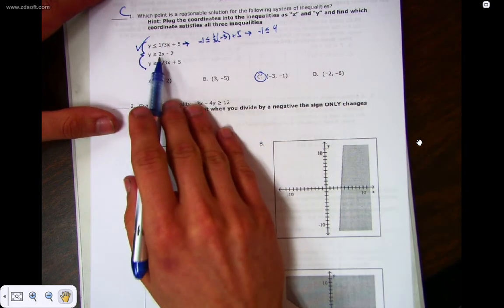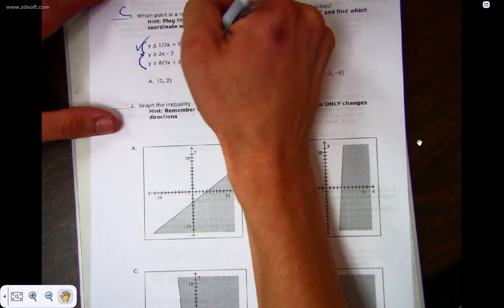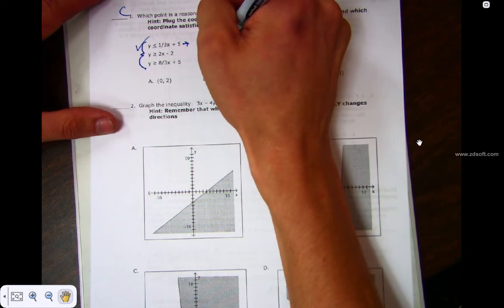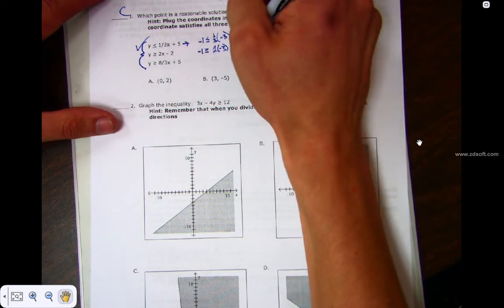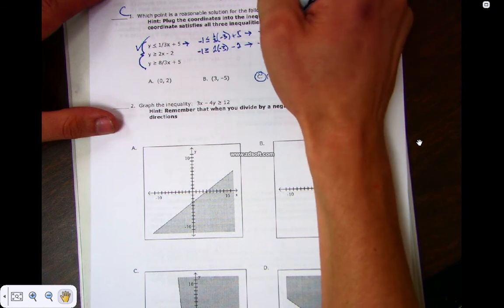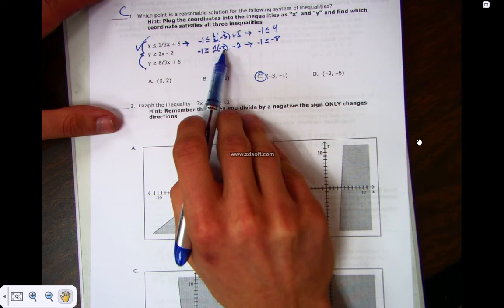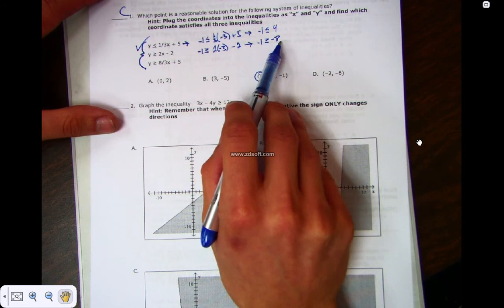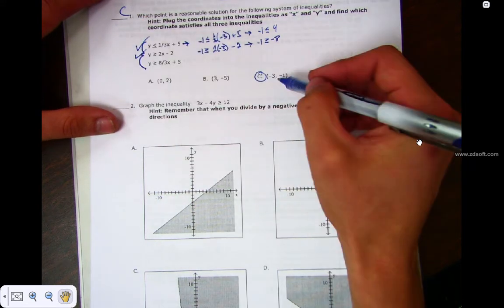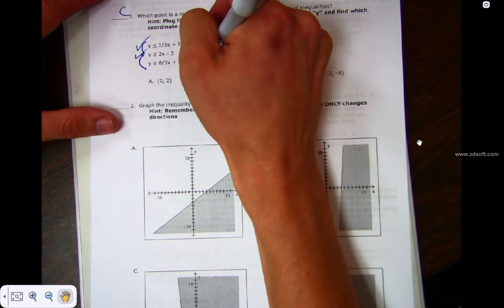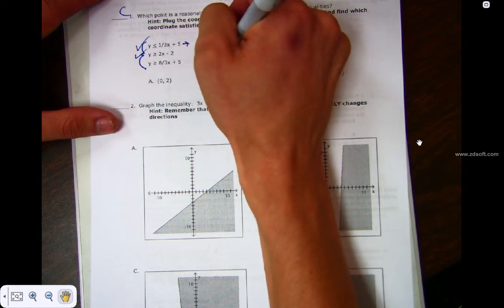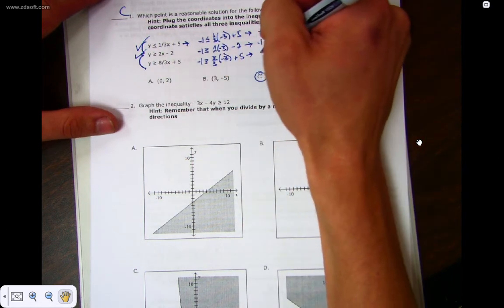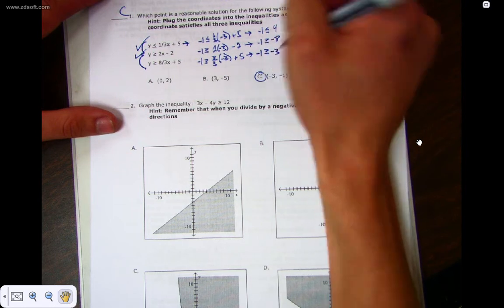Let's try out the second one. -1 is greater than or equal to -3 times 2, so 2 times -3, minus 2. And I know that -1 is greater than or equal to -8. -3 times 2 is -6, minus 2 is -8. So -1 is bigger than -8. So that's true. And let's check this last one. -1 greater than or equal to 8/3 times -3, which is -8, plus 5. That's going to simplify to -1 is greater than or equal to -3, which is also a true statement.